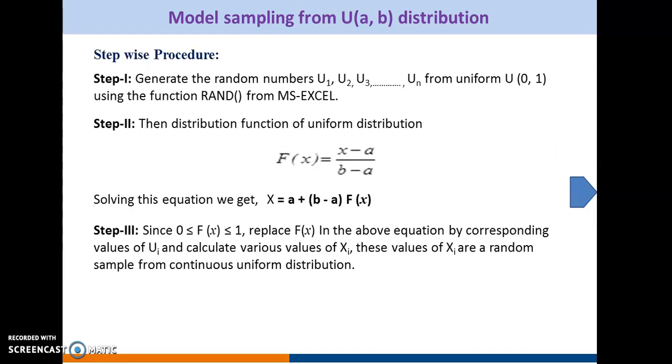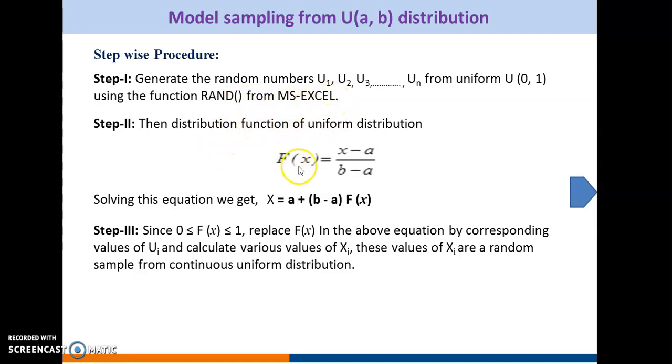So, let us first see how to generate a random sample from uniform over (a, b) distribution. For this, first you have to generate the random numbers. You can number them as U1, U2, so on Un from uniform distribution over (0, 1) using the function RAND(), an open bracket, from MS Excel.